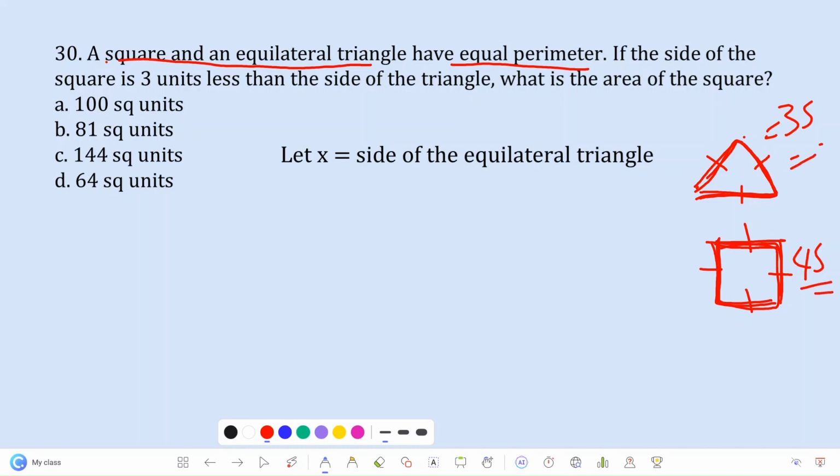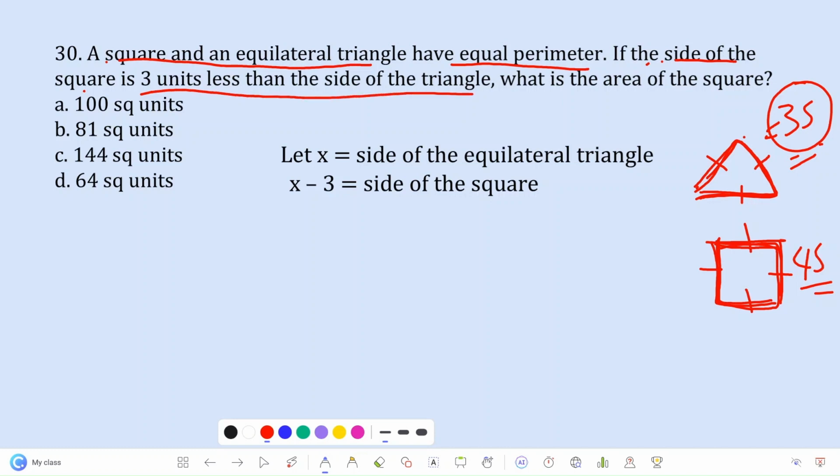Okay? So, dahil hindi pa natin alam ang length ng side, let x be the side of the equilateral triangle para makuha natin mamaya ang kanyang perimeter. At ang x minus 3 naman, dahil sabi dito, the side of the square is 3 units less than the side of the triangle. So, dahil x ito, we write x minus 3, the side of the triangle. Or the square, rather. Okay.